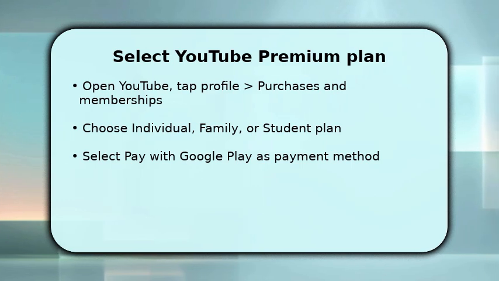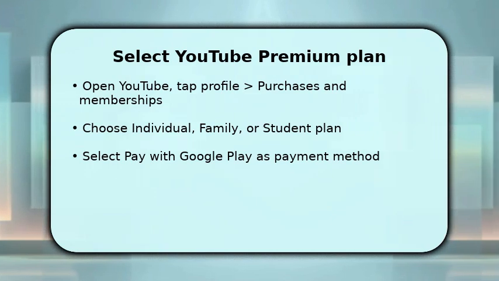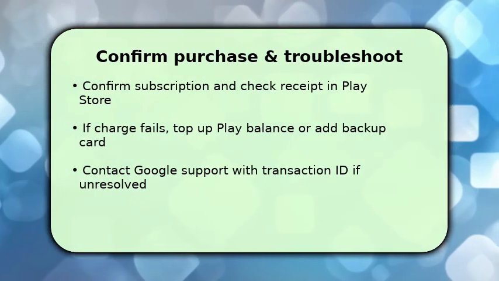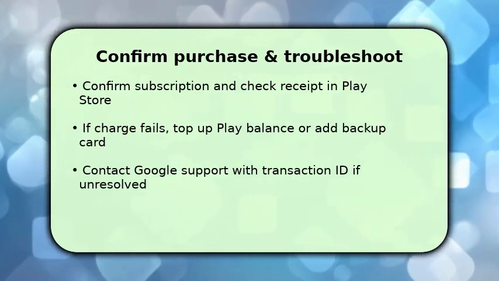This ties the subscription charge to your Play balance. Make sure to review the price and billing cycle displayed. If prompted, confirm which Google account you want to bill to avoid charging the wrong account. Complete the purchase by confirming the subscription. You'll see a confirmation screen and an email receipt.